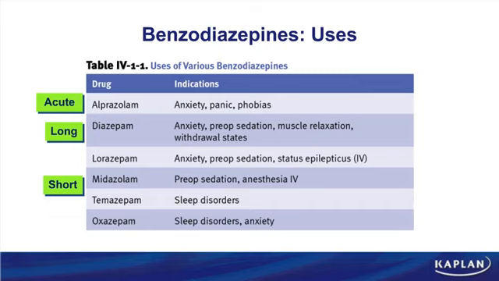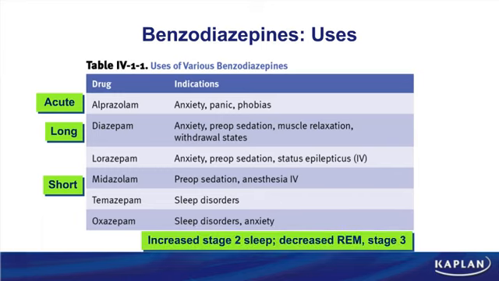The other three drugs in the table, lorazepam, temazepam, and oxazepam, all have a special pharmacokinetic property which we'll discuss on a later slide. You also see a note at the bottom of the slide indicating the effects of benzodiazepines on the sleep stages. They're going to increase stage 2 sleep but decrease REM and stage 3. Again, these drugs can be used for sleep disorders, but they impact sleep stages.